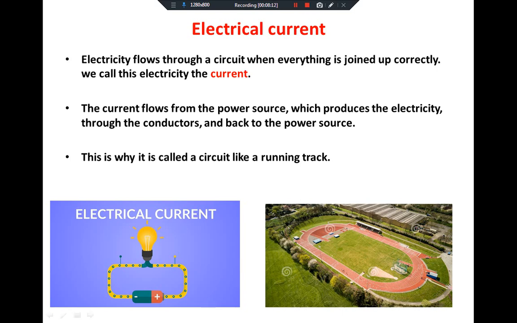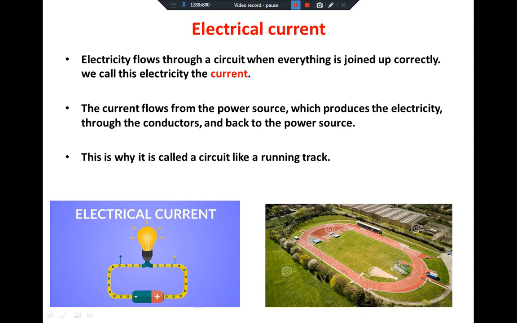Electrical current. Let's see what electrical current means. Electricity flows through a circuit when everything is joined up correctly. We call this electricity the current. So when everything is joined up correctly in an electrical circuit, we call it electrical current, or current itself. The current flows from the power source which produces the electricity through the conductors and back to the power source.